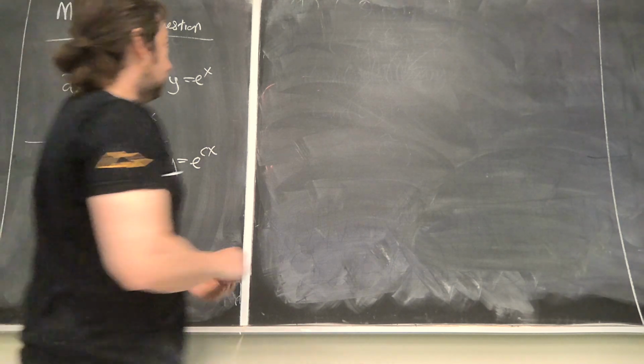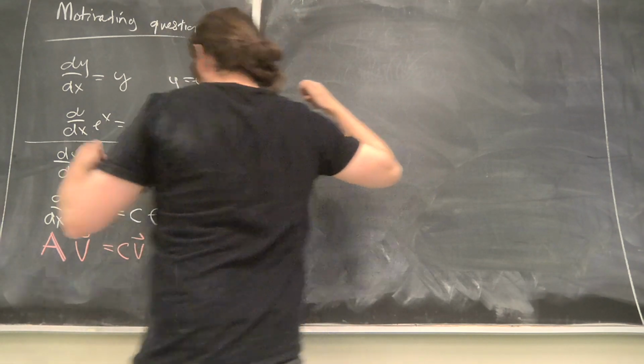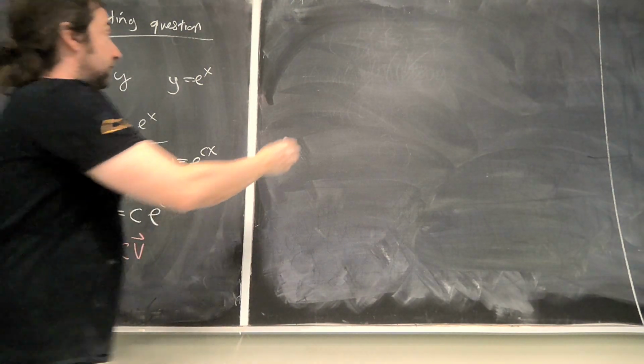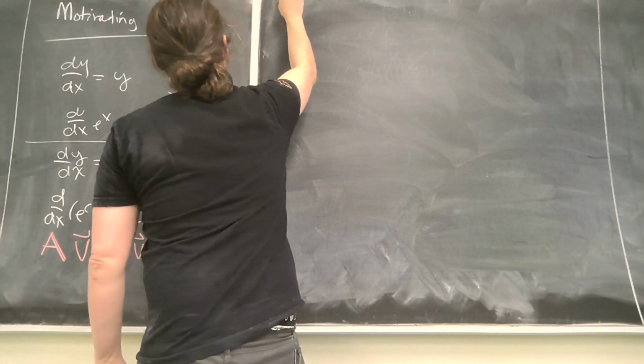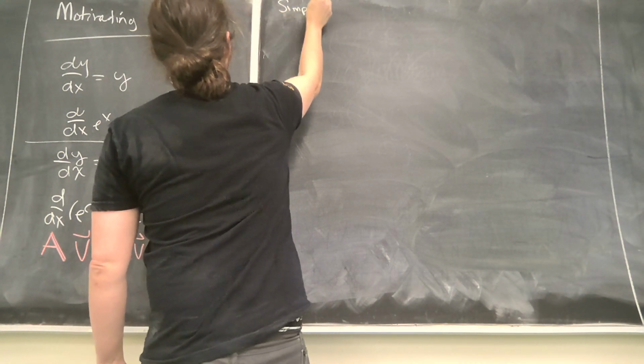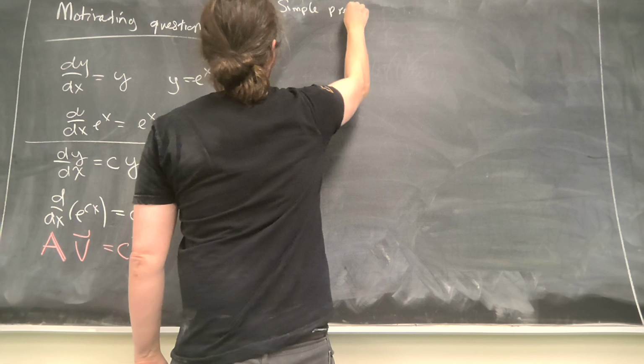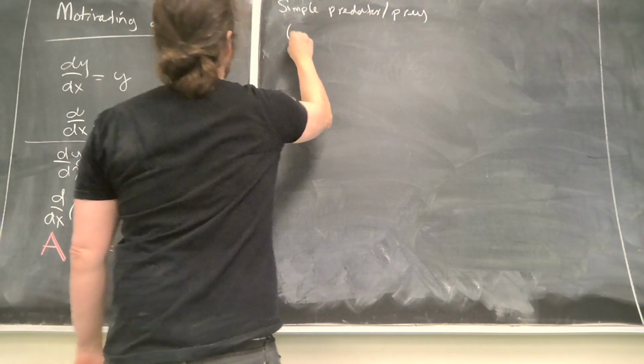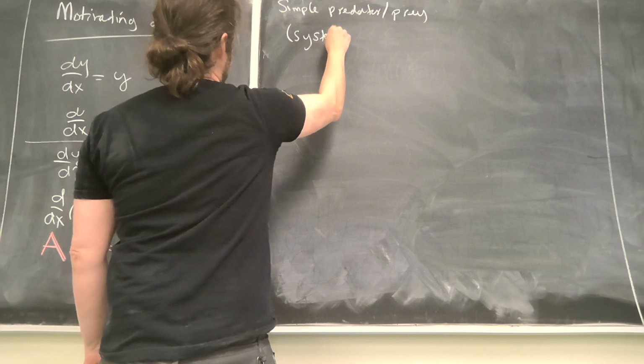So this is a representative of a large class of questions that look like this. Something acting on the vector v spits out a vector pointing in the same direction but scaled. Okay. So where these matrices are going to come from in a lot of the problems we're working on look like this. Suppose that I give you what's called a simple predator-prey model. So this is a system of differential equations.